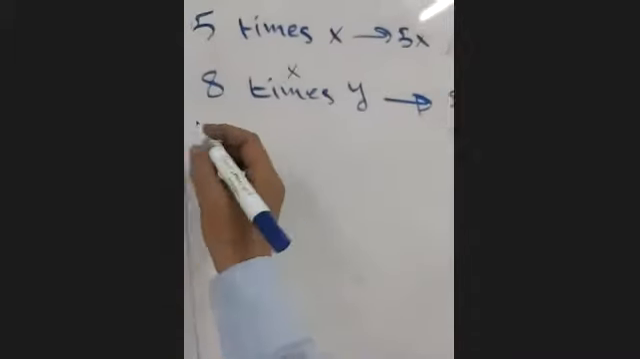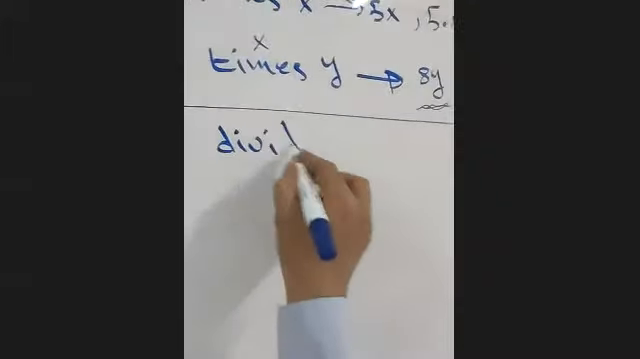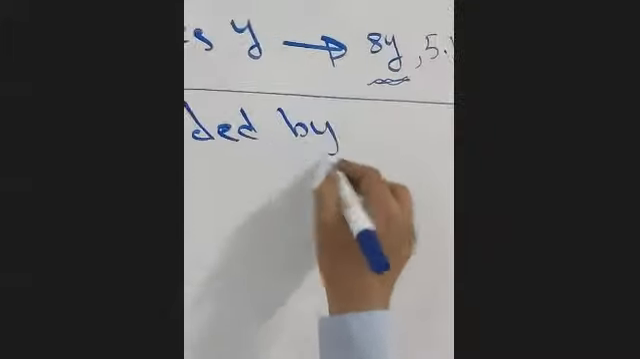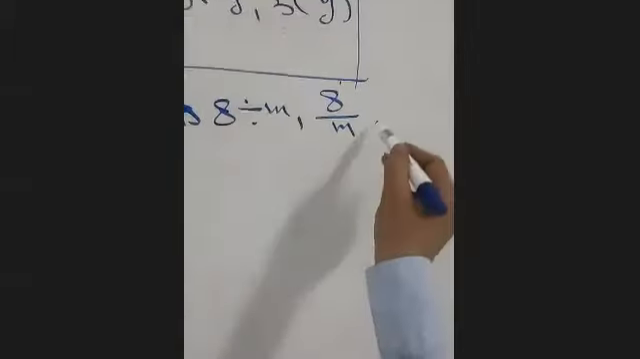Now the division, no, we use the division sign. Like when I say 8 divided by m, for example. 8 divided by m normally, or as a fraction, 8 over m. We can use either, but mostly we will use the fraction.